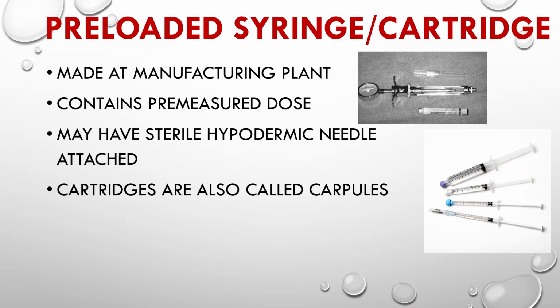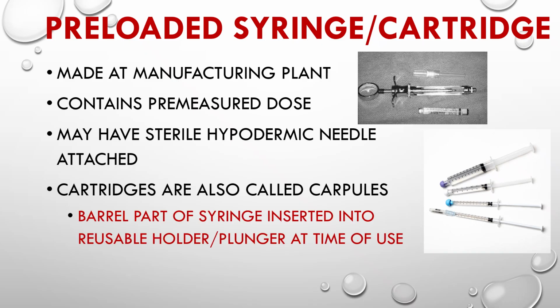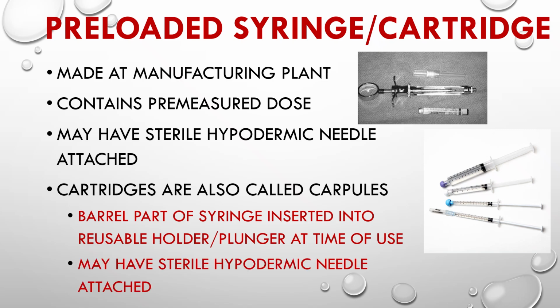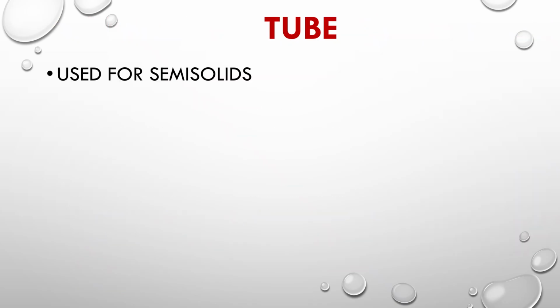Also, just some terminology here, the cartridges are also called carpules. So you may hear those, typically cartridges are used, but carpules is another term for that. The barrel part of the syringe is inserted into the reusable holder at the time of use. And then they may have the sterile hypodermic needle already attached, or you may have to attach a sterile needle to it. All right, so our tubes would have our semi-solid, like a lotion or some type of gel.